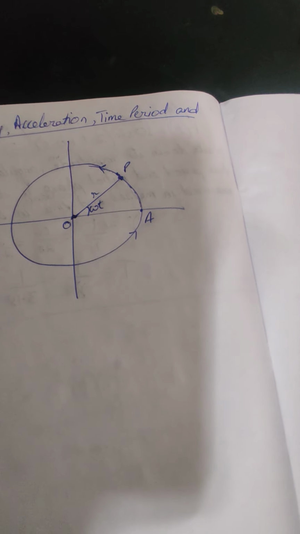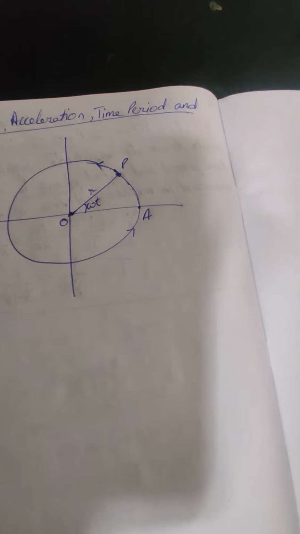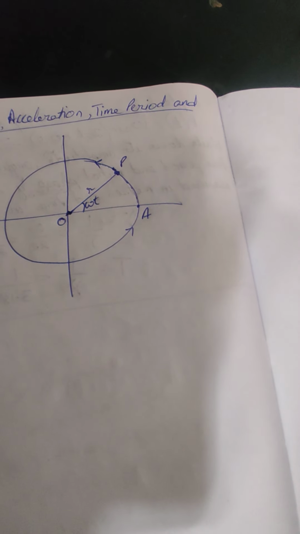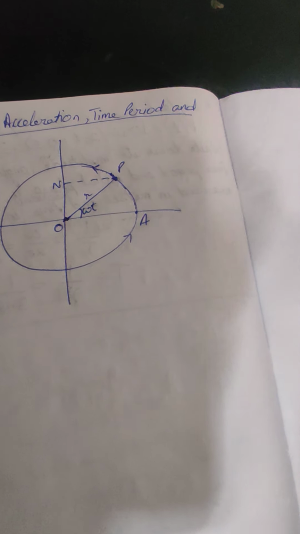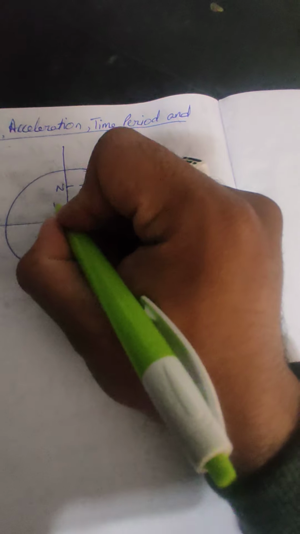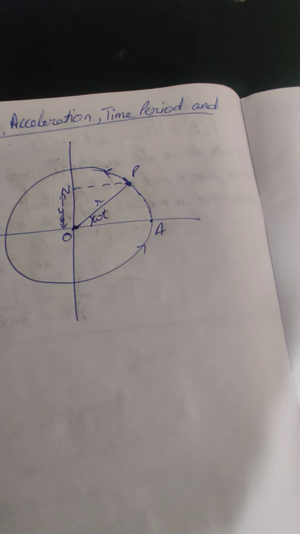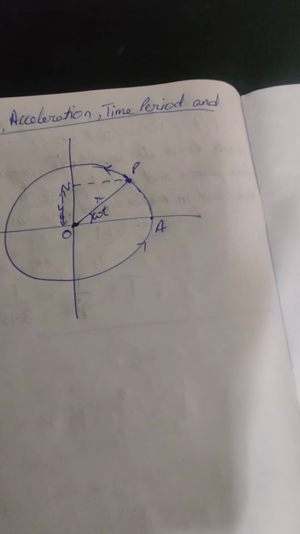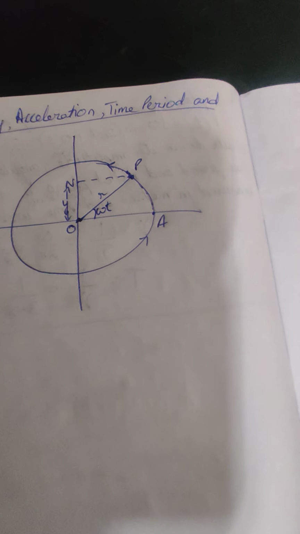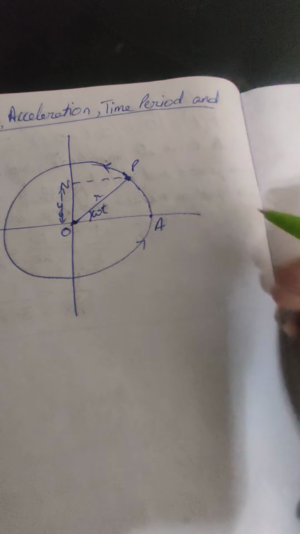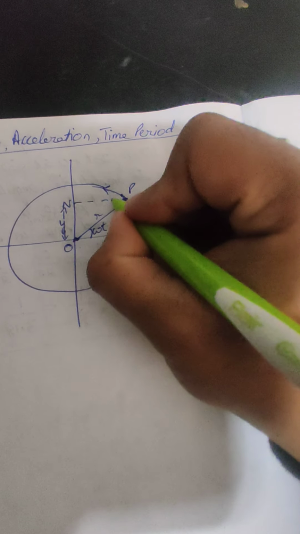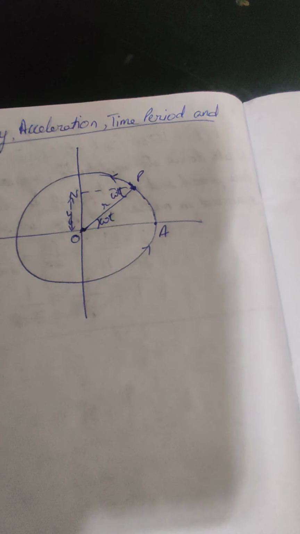Now we will draw a perpendicular along the y-axis from the point P. Here PN is the perpendicular, and let the distance ON be y. Now we will take triangle ONP. Since this is omega t, here it will also be omega t.